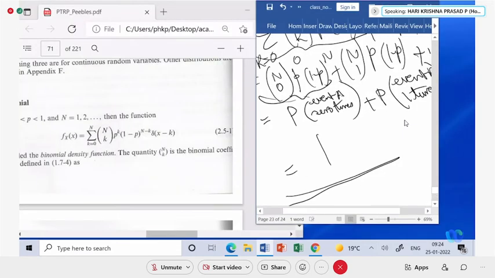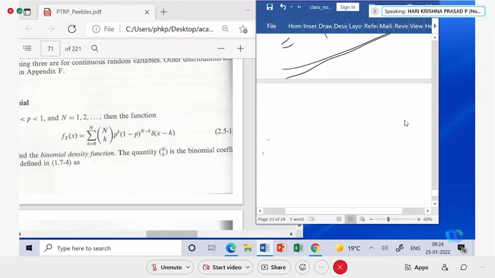The next thing is, how do we plot this density function? I am referring to equation 2.5-1 from the textbook, and I am trying to plot the density function. What values does the random variable take? The random variable takes only non-negative values. X equal to 0 is possible, 1 is possible, 2. All integer values are possible.